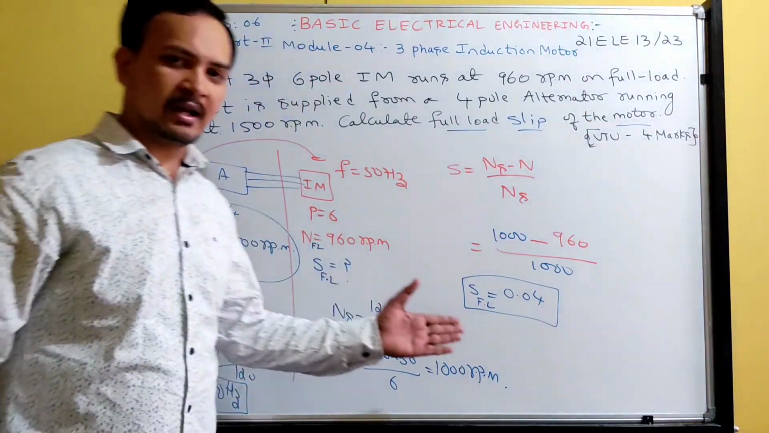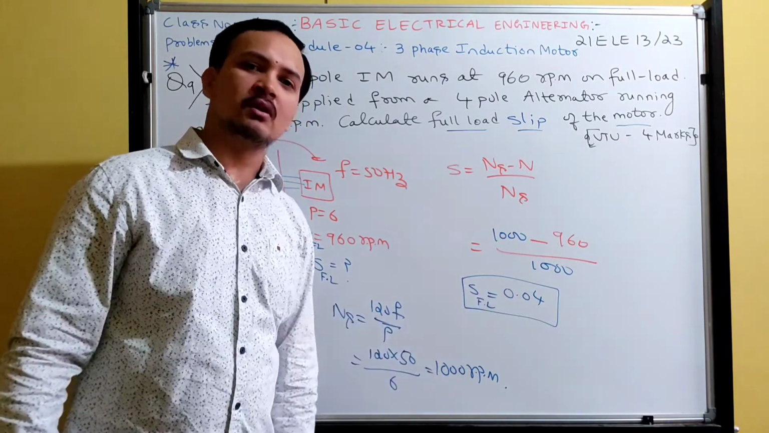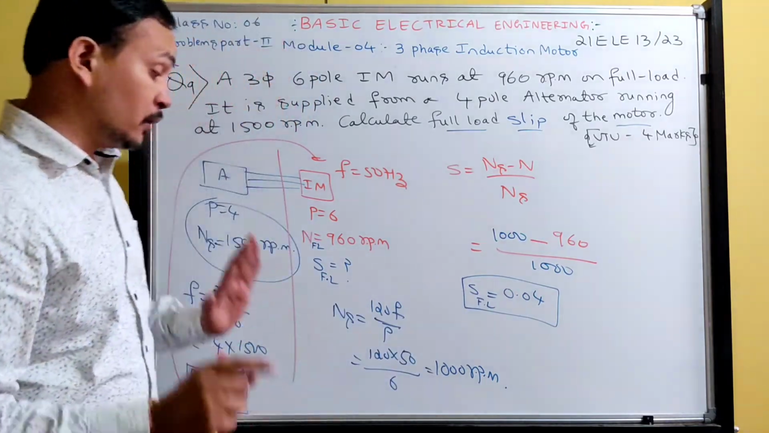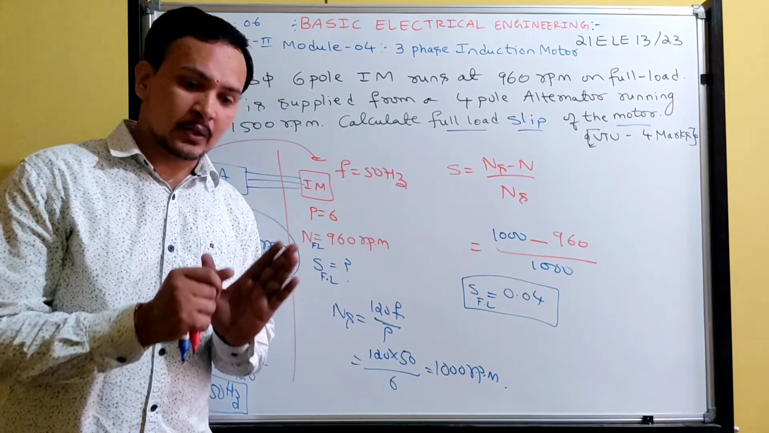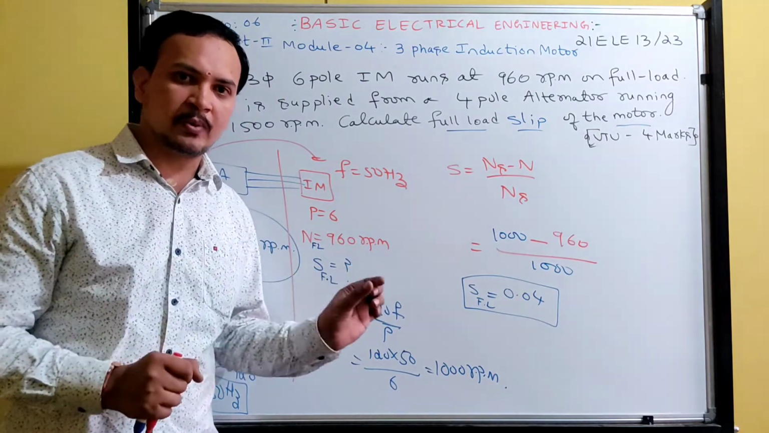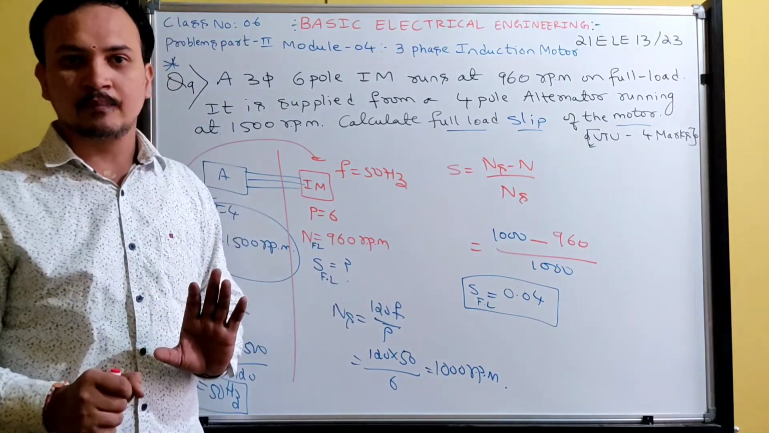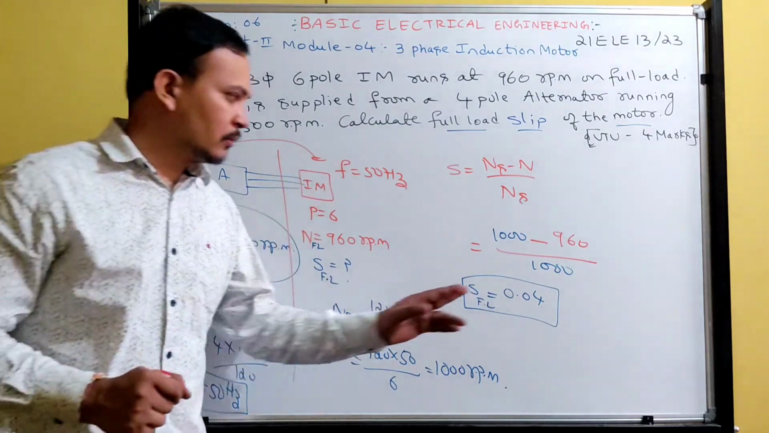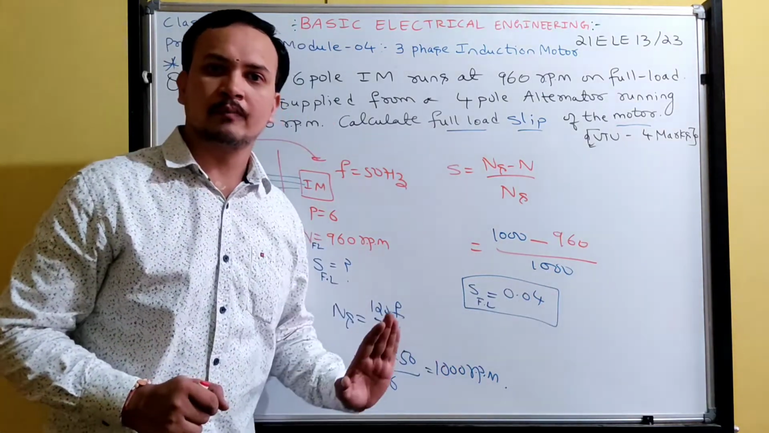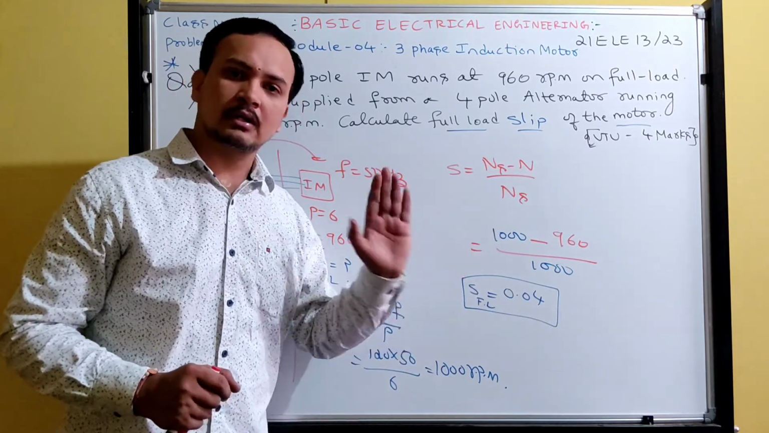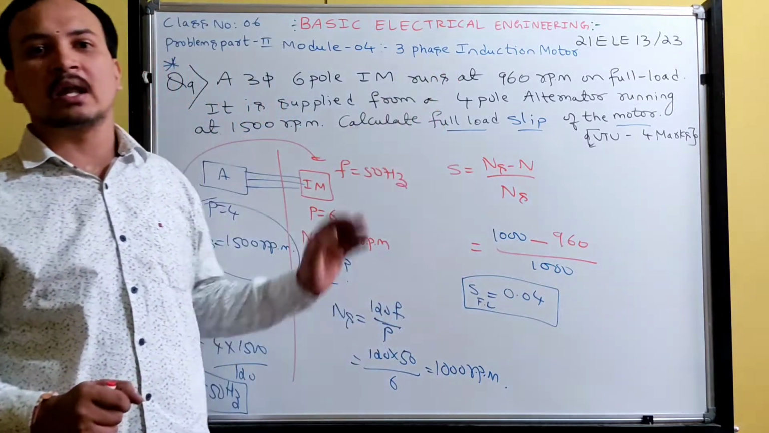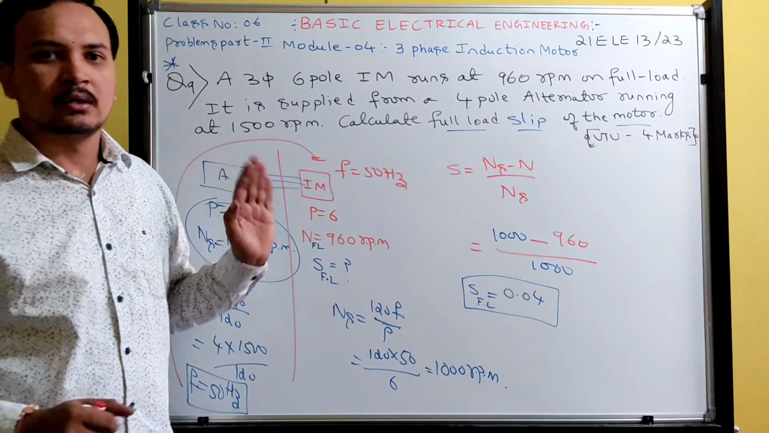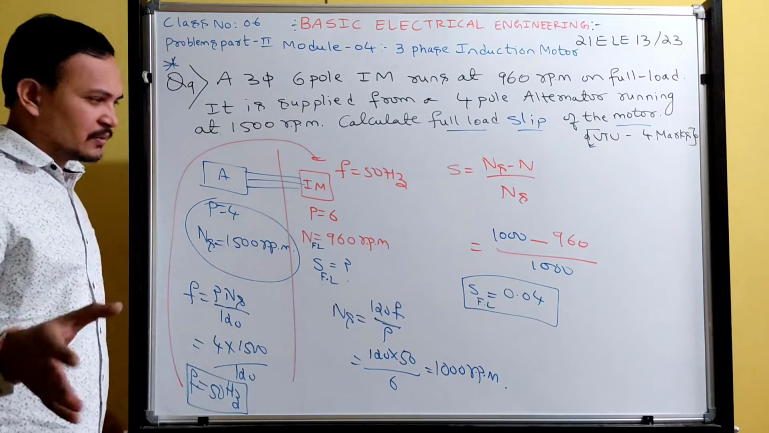We calculated it as 0.04. Don't stick to the idea that slip should only be 1% to 5%, that is 0.01 to 0.05. They can give data in such a way that you may get slip more than 0.05 also, and that is also correct because the data is given like that. Got it? Okay guys, pause the video and please copy down.